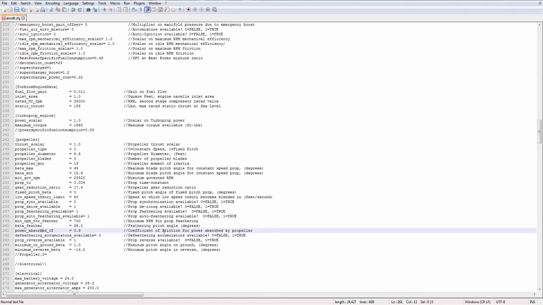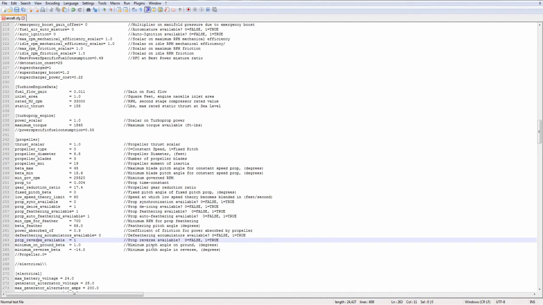Power absorbed CF, this is the coefficient of friction for power absorbed by the propeller. Defeathering accumulators available. Are defeathering accumulators available? 0 for false, 1 for true. Prop reverser available. Is prop reverser available? True or false? Note we did not have reverse thrust available on the engine because we're in a turboprop aircraft. Now in turboprop aircraft, the prop will actually go through the feathered position and into a reverse position for reverse thrust. So turboprop reverse thrust is controlled by the propeller, not by the engine. That's why it's in this section.